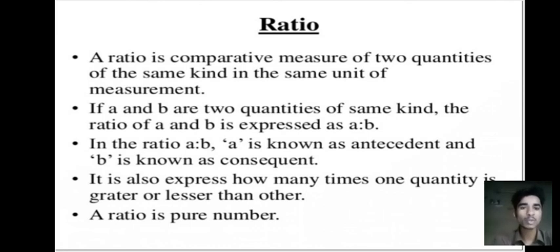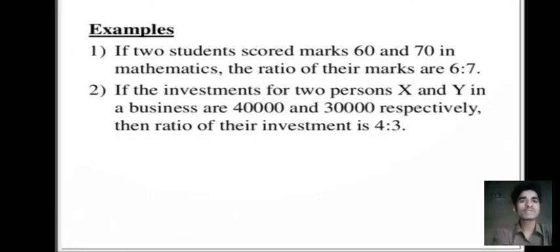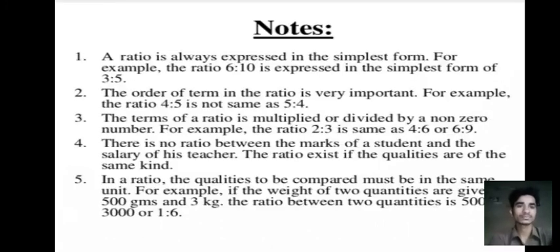A ratio is a pure number. Example: if two students scored marks 60 and 70 in mathematics, the ratio of their marks is 6 to 7. Example 2: if the investments of two persons X and Y in a business are 40,000 and 30,000 respectively, then the ratio of their investment is 4 to 3.